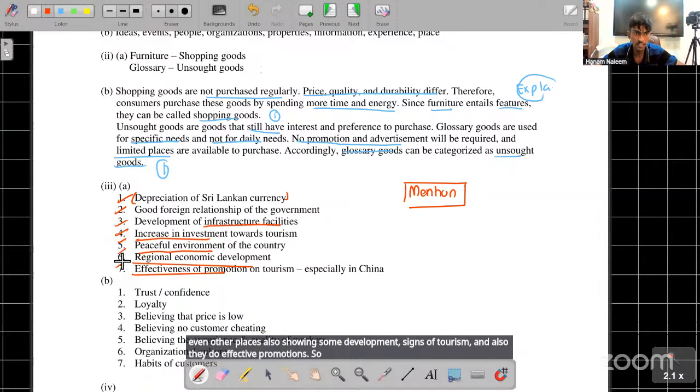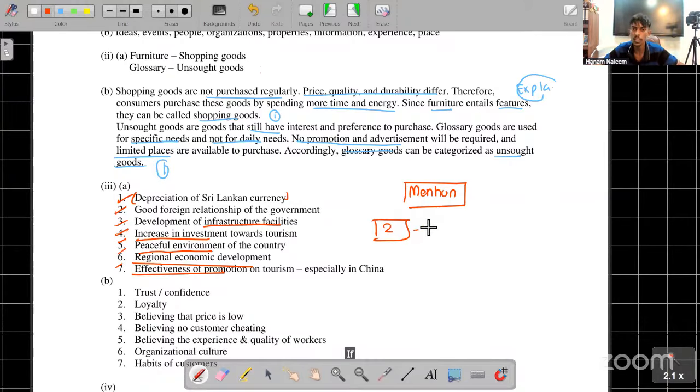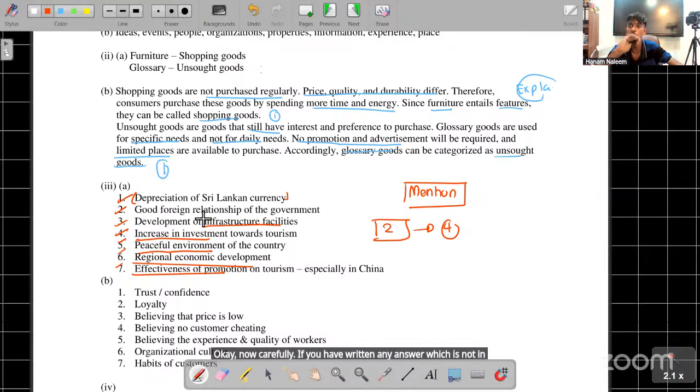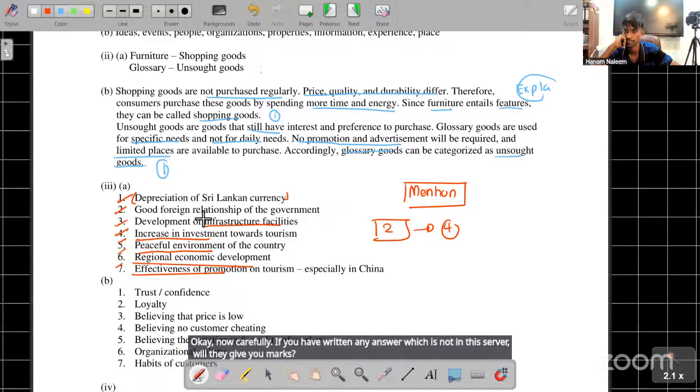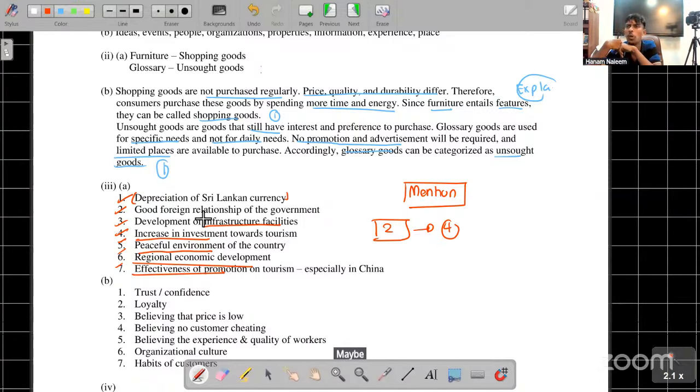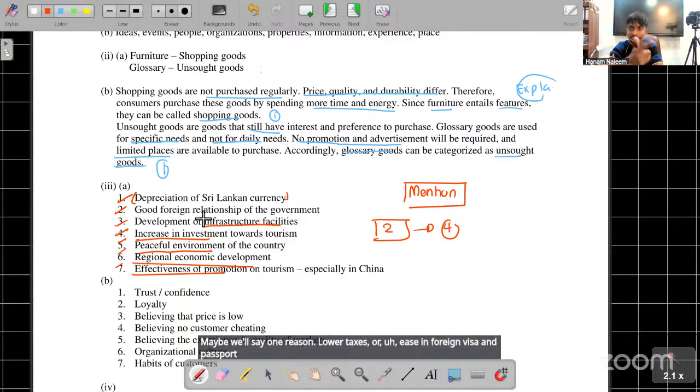So here they have given 7. You have to write only 2. If you know more than 2, you can write. Now careful. If you have written any answer which is not in these 7, will they give marks? Maybe we'll say one reason, low taxes or ease in foreign visa and passport activities. Yes, they will give. Why?